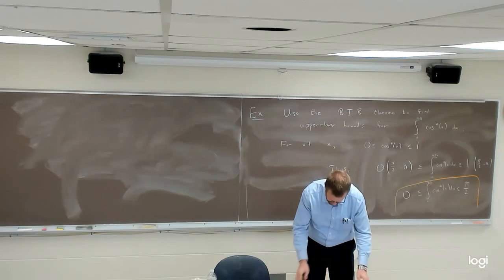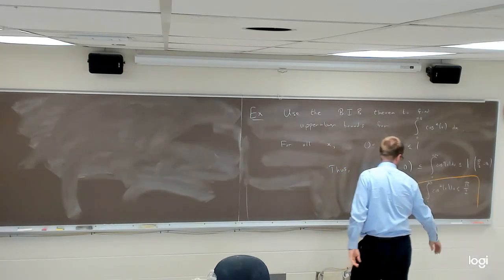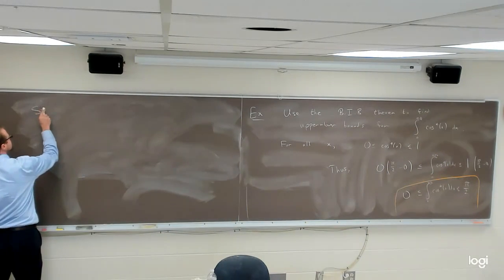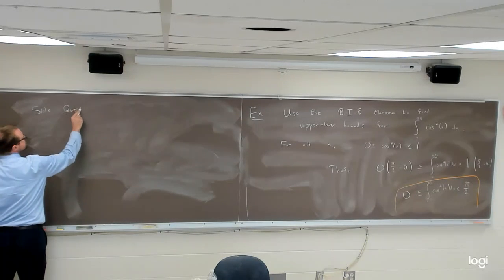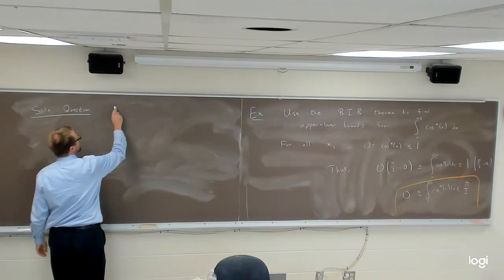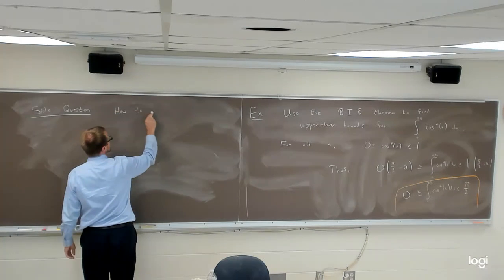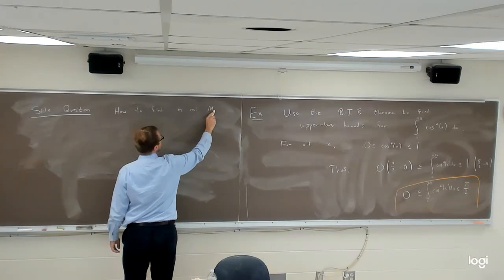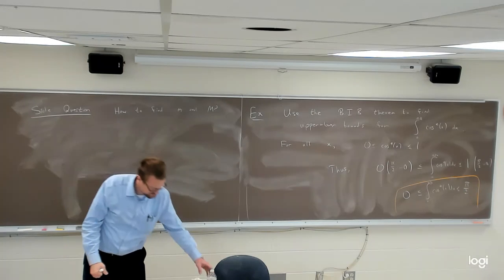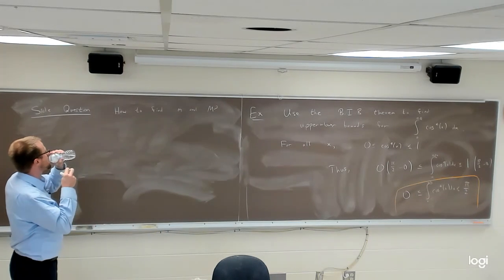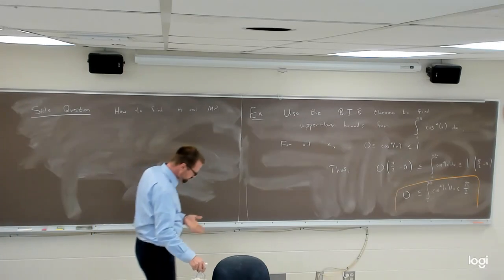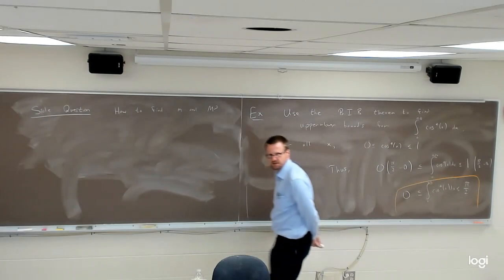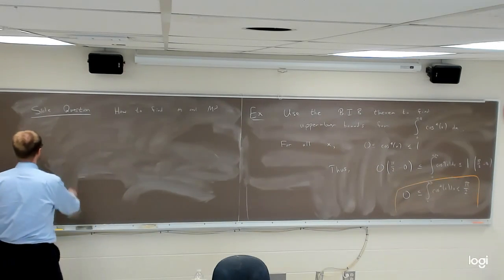So, as a side question about the basic integral balance theorem: how do you find M and m? Well, there are a few different tricks out there, a few different options. There isn't a single recipe.